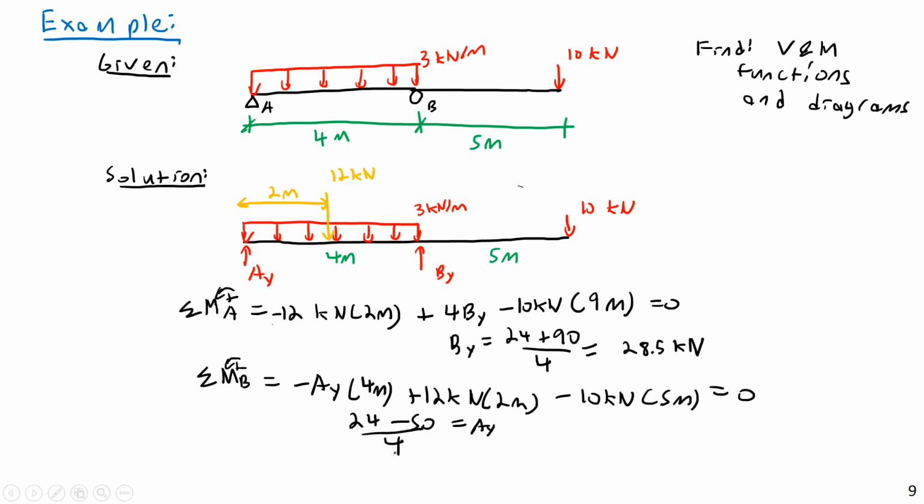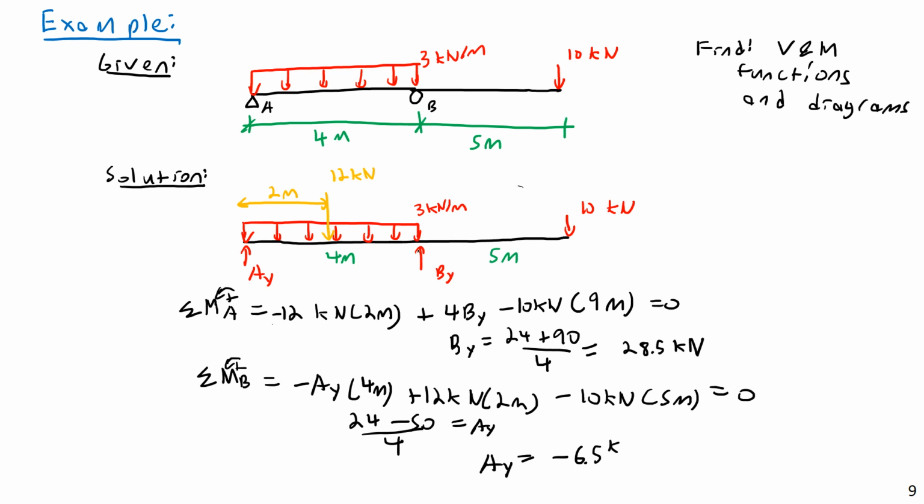So 24 minus 50 divided by 4. And I get that AY is equal to negative 6.5 kips. So AY is actually not an upward force. It is a downward reaction force. And really this kind of makes sense.